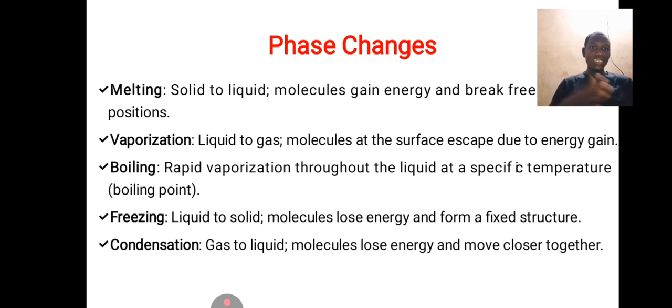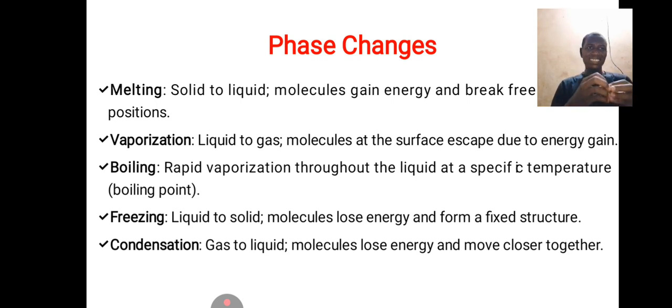In vaporization, that's liquid to gas, molecules at the surface escape due to energy gained. When you are boiling water and it starts boiling, what happens? Steam rises up. So the molecules at the top escape because they have gained enough kinetic energy to make them fly. They begin to escape in the form of vapor. Then we have boiling, rapid vaporization throughout the liquid at a specific temperature. That's the boiling point. So boiling point has to do with rapid vaporization of a liquid at a specific temperature. Each substance has its own separate boiling point. You know this. Then freezing, liquid to solid, molecules lose energy.